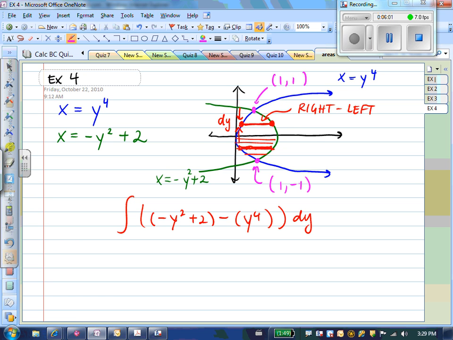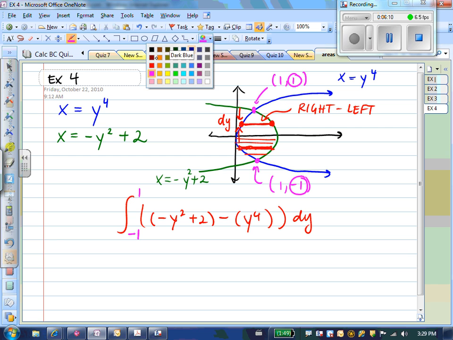The limits I'm going to use have to be the y limits. And like the x limits, I'm going to start with the lower number on the bottom, the higher number on top. So I'm basically integrating this region from the rectangle down here all the way up to the rectangle at the top.